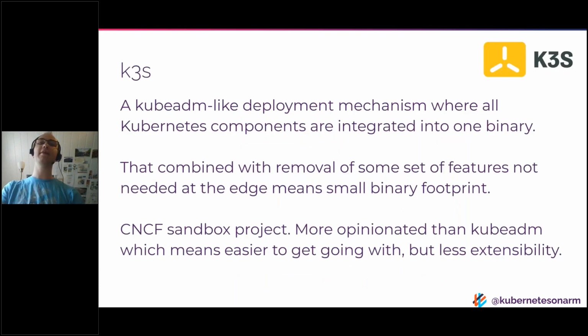There's also K3s, which is a kubeadm-like deployment mechanism, but where all the Kubernetes components are integrated into one binary. So in kubeadm, the different microservices of Kubernetes are run as containers. But in K3s, because they all are written in Go, they can be integrated into the same binary. And that, combined with removal of some features that you don't need at the edge, means a small binary footprint, which is good, and also a bit easier deployment.